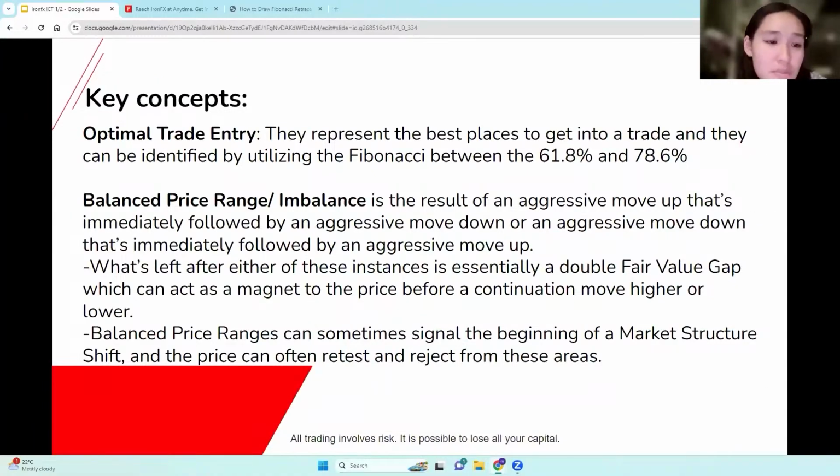After optimal trade entry, the next key concept is a balanced price range, or imbalance. This is the result of an aggressive move up that's immediately followed by an aggressive move down, or an aggressive move down that's immediately followed by an aggressive move up.